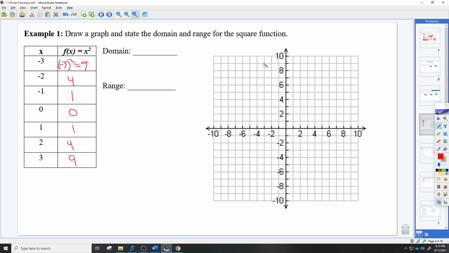So negative 3, we're at 9. Negative 2 is 4. Negative 1 is 1. And then down to 0. And then same thing on the other side. So we should see the happy face parabola like we always do. We're so used to drawing parabolas by now. There we go. It's hard to draw on this thing.